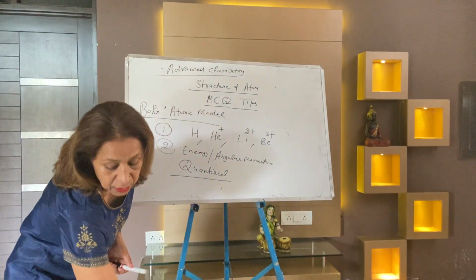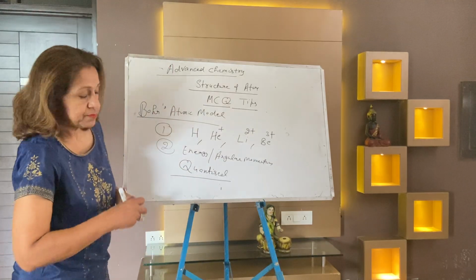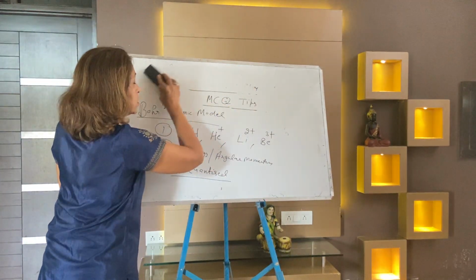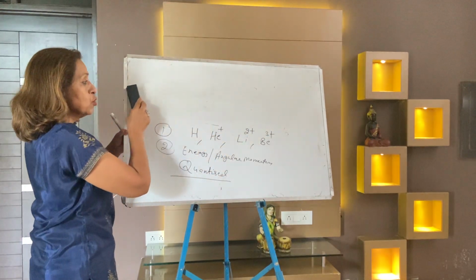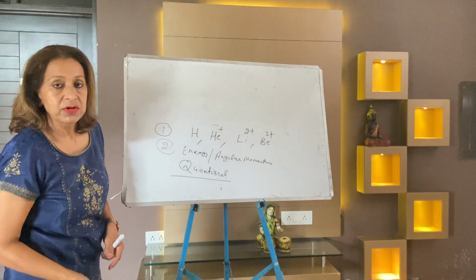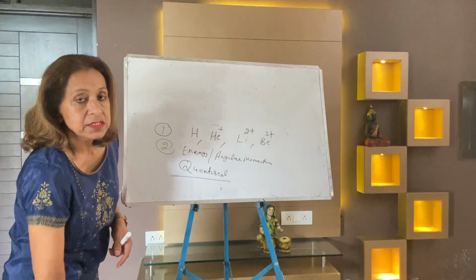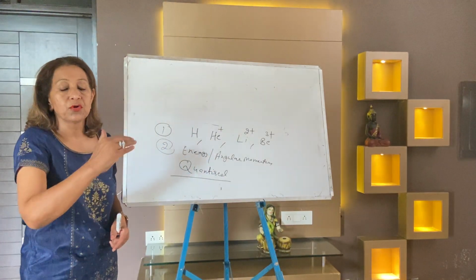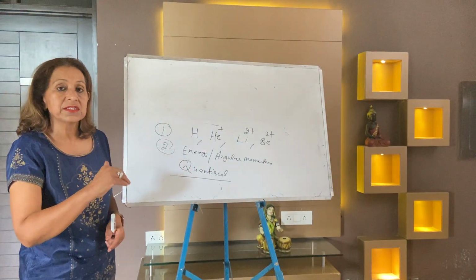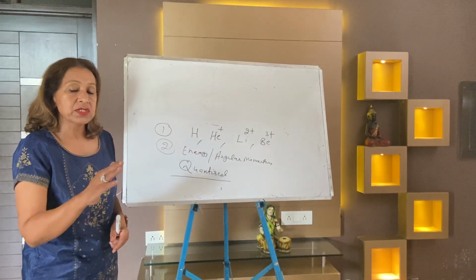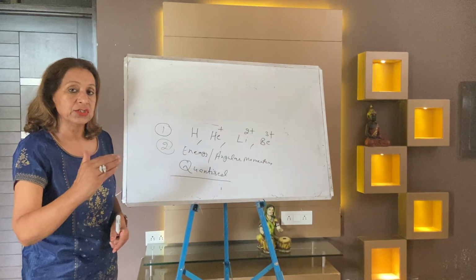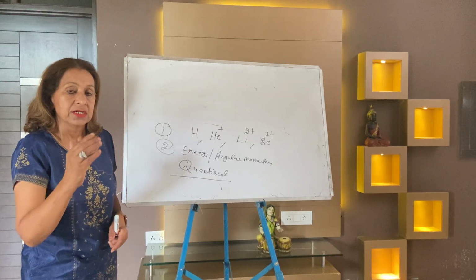The third point is, in Bohr's atomic model, as you all know, in the center there is a nucleus. In the center there is a nucleus where protons and neutrons lie, that is, nucleons lie, and electrons revolve in the fixed orbits, that is K shell, L shell, M shell, N shell.